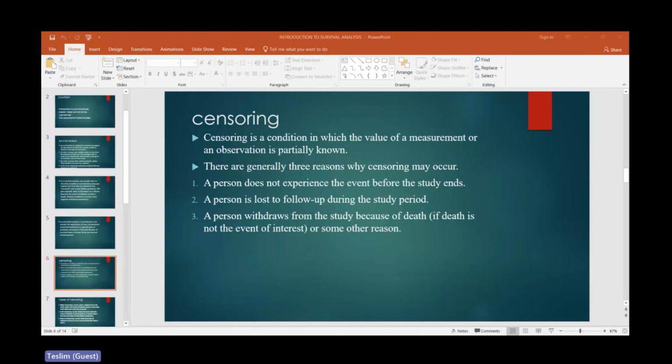For example, that same 10 rats, if our interest is not the death of the rat, maybe till the rat develops a particular symptom, and along the line the rat dies within that study, so it is also called censored. There are basically three types of censoring. We have the right censoring.